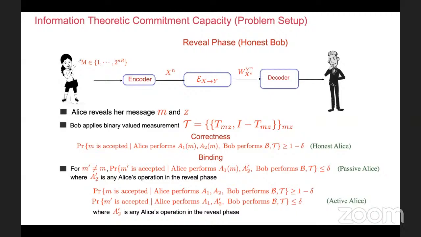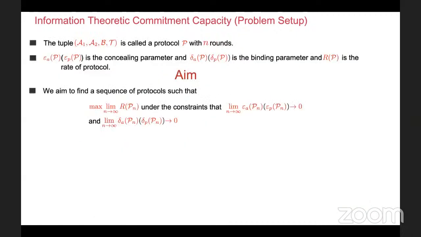That is, she is sending some arbitrary input sequences in this CQ channel. So actually, this tuple, which is A1, A2, B, and tau, is called the protocol P with n rounds, where A1 and A2 represent Alice's operation in the commit and reveal phases, and here B and tau represent Bob's operation in the commit and reveal phases. And here we define certain parameters.